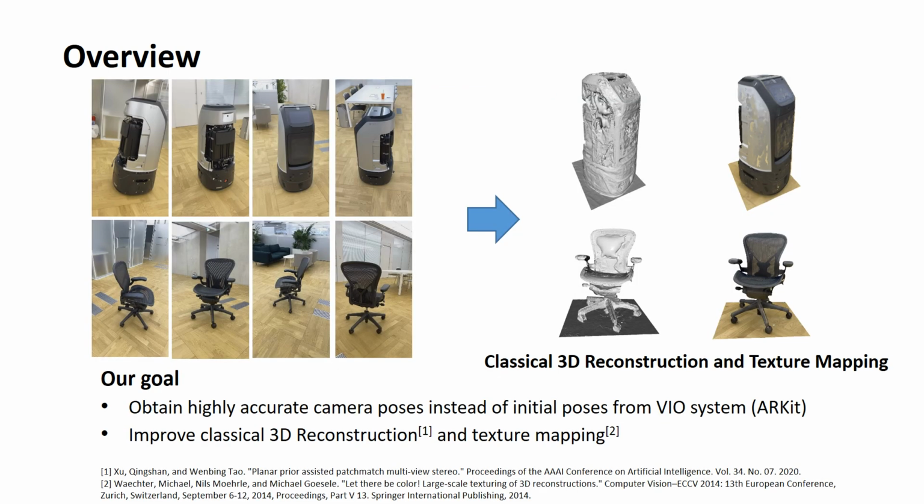Unfortunately, mobile LiDAR has a poor spatial resolution and very noisy depth estimates. Thus, instead of using depth maps from LiDAR, our pipeline builds on classical 3D reconstruction and texture mapping. This is because classical methods have many strengths, such as having an explainable pipeline. Therefore, we aim to improve this classical method. Additionally, we refine initial poses from ARKit and obtain highly accurate poses for reconstruction.